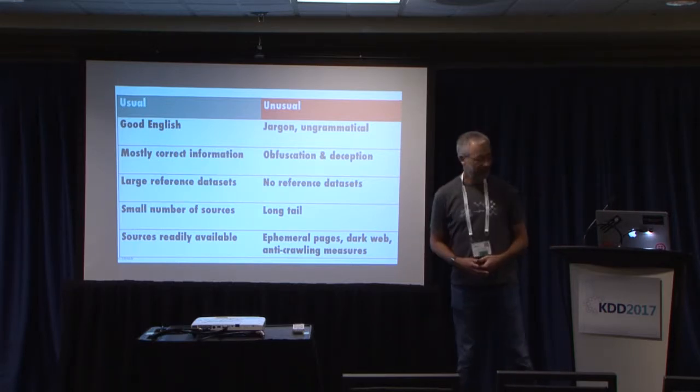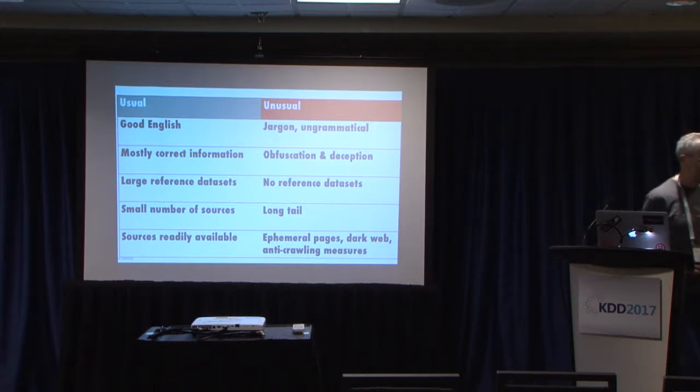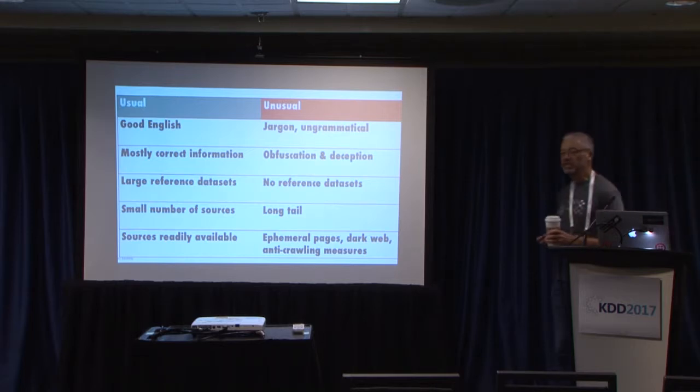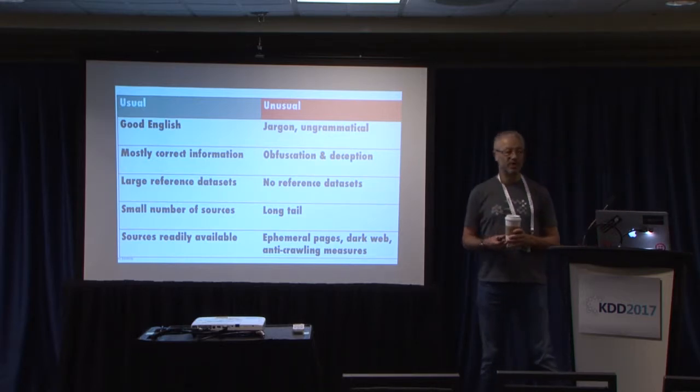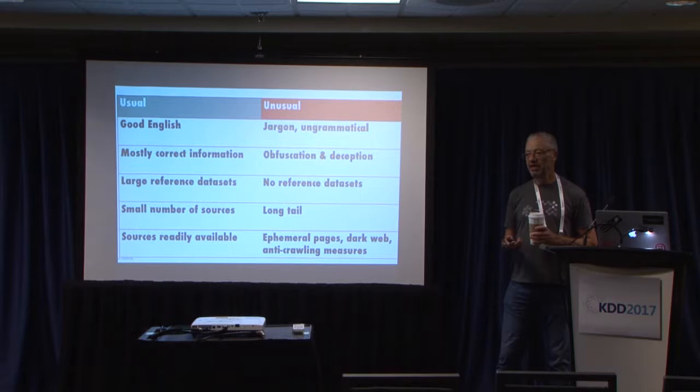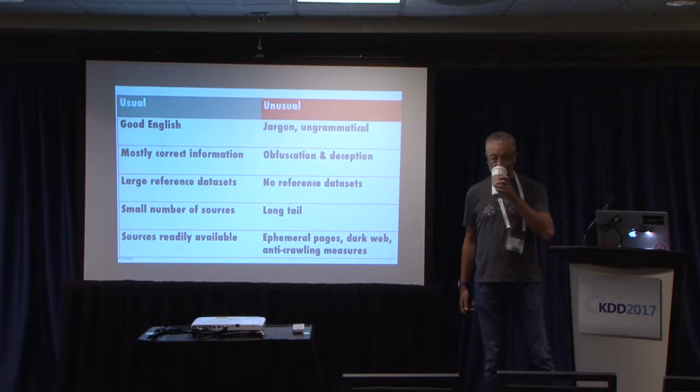In usual domains, there are often very large reference sets, Wikipedia being one of the most popular ones. And so in unusual domains, there are very few reference sets that are useful. The escorts are not famous people. They don't have Wikipedia pages.